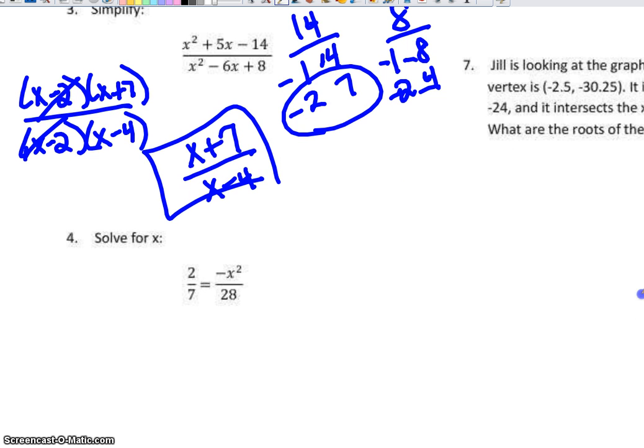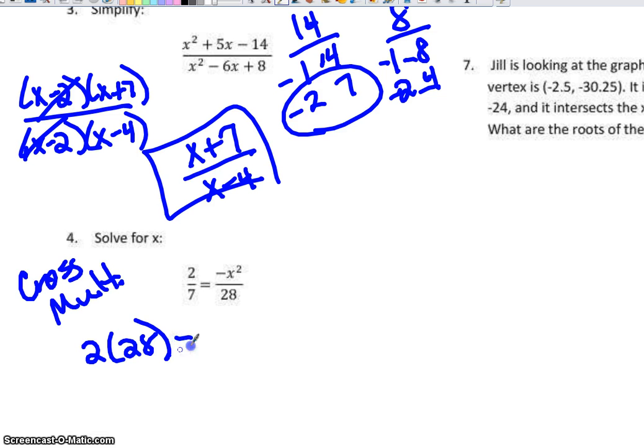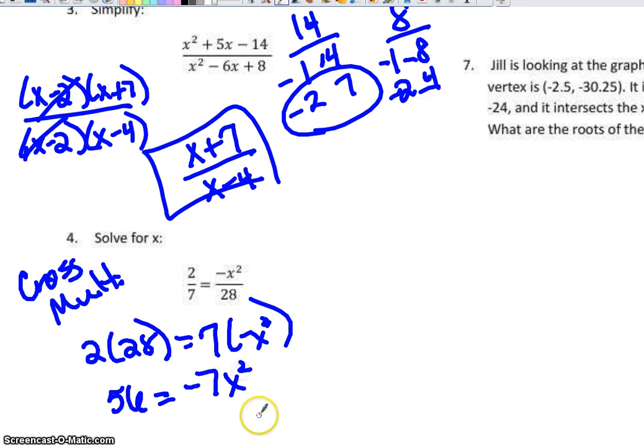Moving to number 4, you're going to solve for x. Basically, you're going to cross multiply. And so 2 times 28 is equal to 7 times negative x squared. This would become 56 is equal to negative 7x squared. Divide both sides by negative 7 and you get negative 8 is equal to x squared.